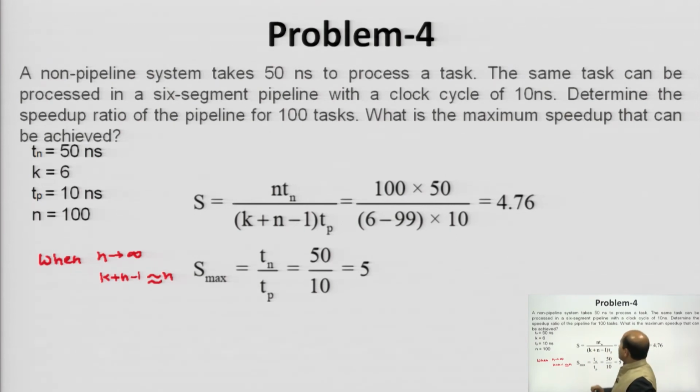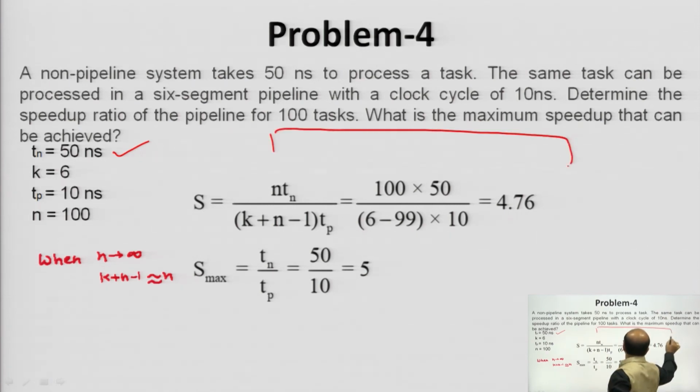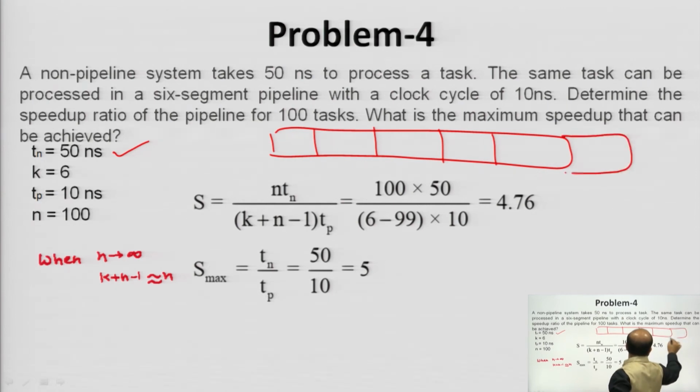So, in this particular problem it is given that a non-pipeline system takes 50 nanoseconds to execute any given instruction, and there are 6 segments, meaning the whole system is divided into 6 segments: 1, 2, 3, 4, 5 and 6. The non-pipeline system is converted into a 6-segment pipeline system. So, the k value is 6 in this case.